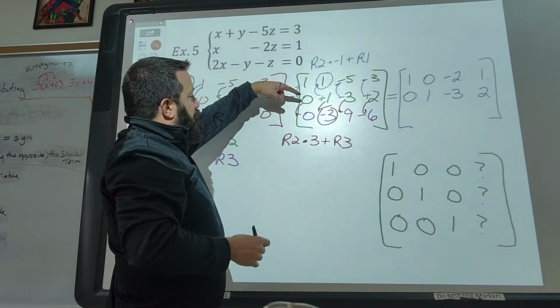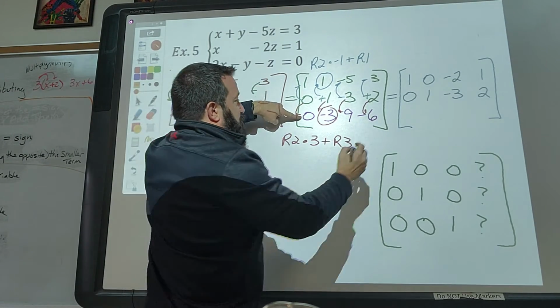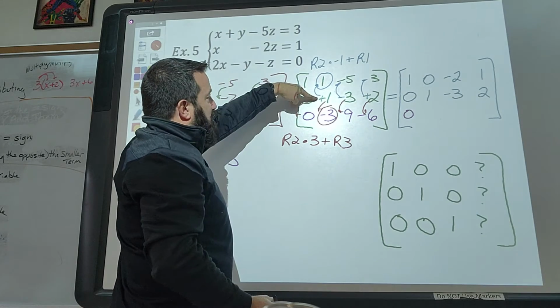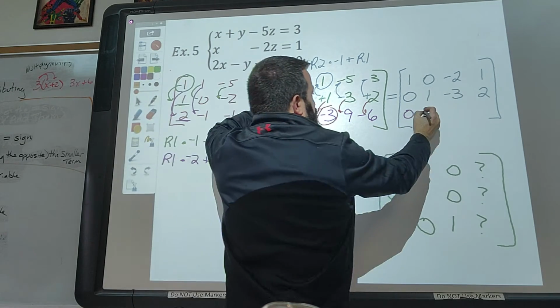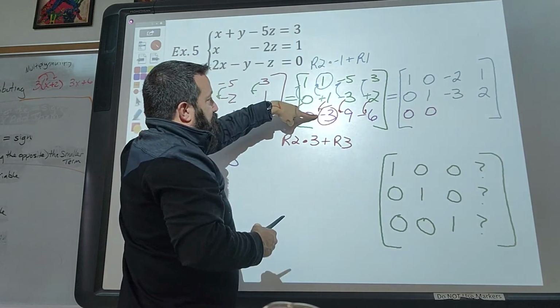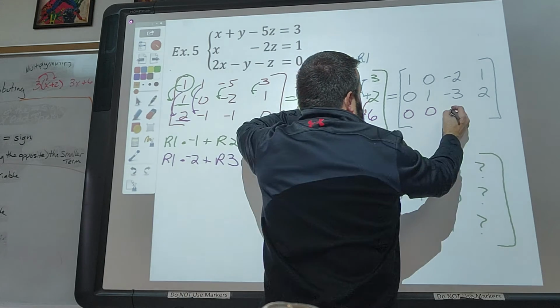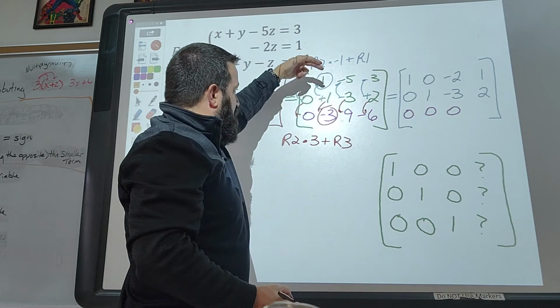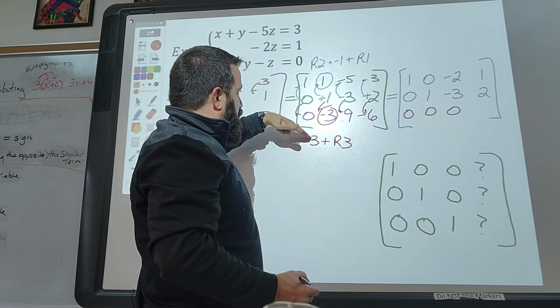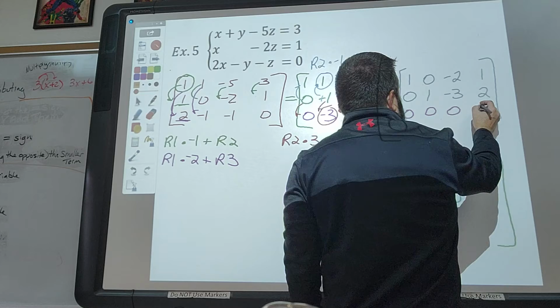Now working with this one, 0 times 3 plus 0 is still 0. That's good. 1 times 3 plus negative 3 is 0. That's good. That's what I needed there. Negative 3 times 3 is negative 9, plus 9 is 0. And then 2 times 3 is 6, plus negative 6 is 0.